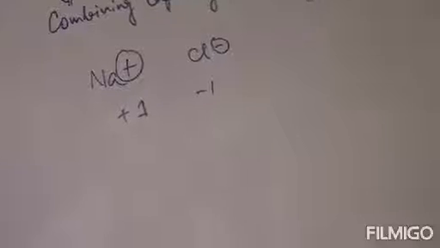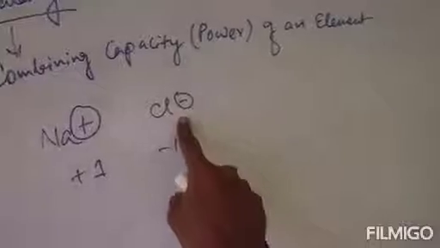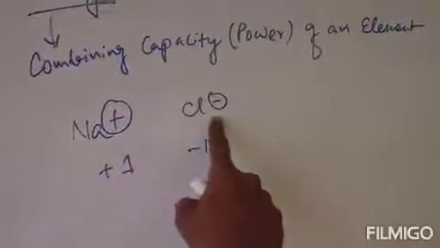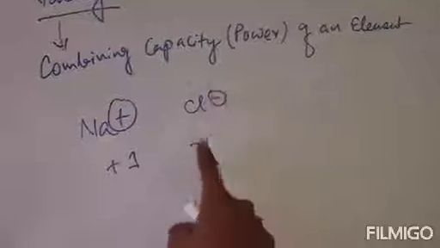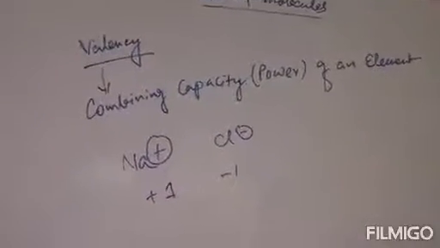That means the valency of an ion is equal to the charge on the ion, whether it is positive or negative. Clear? So it is basically the combining power or combining capacity of an element. Now we will study the various ions, the charge on them and their valencies.